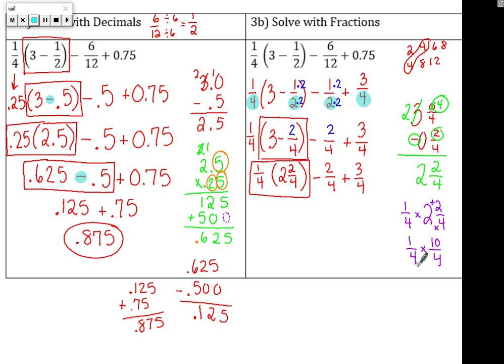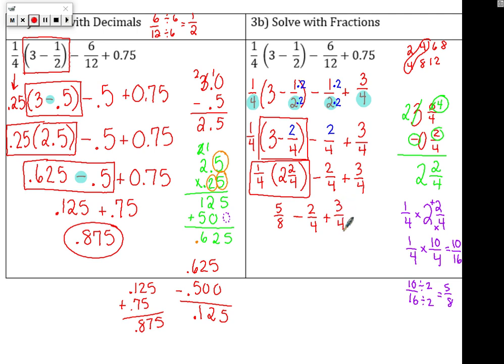When I go to multiply this, I'm going to get 1 times 10 is 10, 4 times 4 is 16. Now since both of those numbers are even, I can divide them by 2, and I will get this down to 5/8. Now I'm going to put 5/8 here. At this point, I want you to connect. The fraction 5/8 is the same as the decimal 0.625. I'll bring in the other parts. It's minus 2/4 plus 3/4.